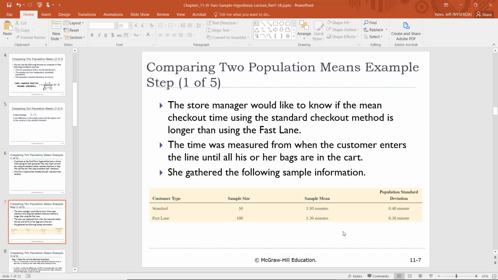Okay, another important analytics point. So two sets of data here. We had the standard checkout with the cashier: sample size of 50, sample mean of 5.5 minutes, with a population standard deviation of 0.40. Then the fast lane procedure: 100 sampled, mean of 5.30 and a 0.30 population standard deviation.